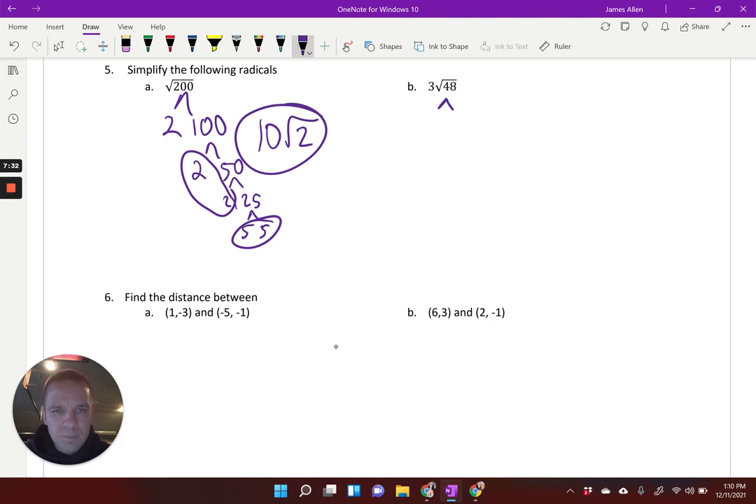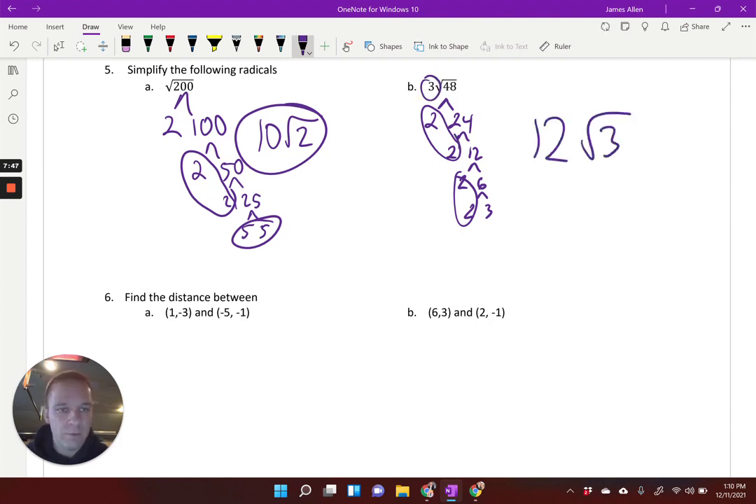Okay. 48. Well, 2 and 24. 2 and 12. 2 and 6. 2 and 3. Pair of 2s. Pair of 2s. So 2 times 2 comes out. Times 3 is 12 root 3. Lovely. Distance.